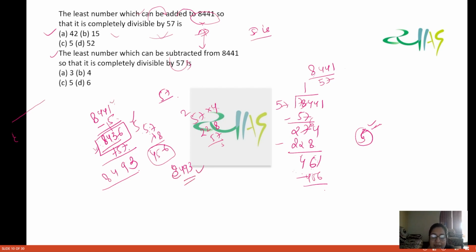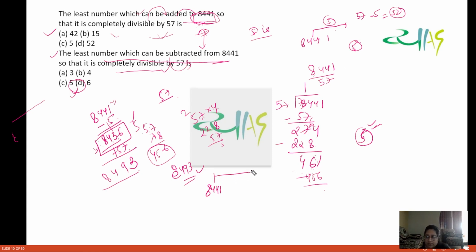तो बेसिकली इसमें है क्या कि यहाँ तो आपने 5 सब्सट्रैक्ट करना है ना। द लीस्ट नंबर विच कैन बी सब्सट्रैक्टेड फ्रॉम 8441 सो दैट इट इज कम्प्लीटली डिविजिबल बाय 57, यहाँ तो आपने 5 सब्सट्रैक्ट करना है, ठीक है। बट ये वाला जो नंबर है 8441, तो आपका 5 रिमाइंडर आया, ठीक है। 5 रिमाइंडर आया तो मतलब ये नेक्स्ट डिविजिबल नंबर के तरफ 5 चल पड़ा था, बट रह कितना गया 57 माइनस 5 दैट इज 52. Are you understanding this? ये थोड़ा इंट्यूटिव है, इसको समझने की कोशिश करिए.